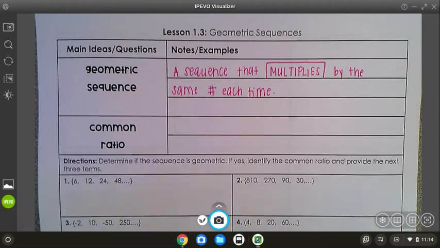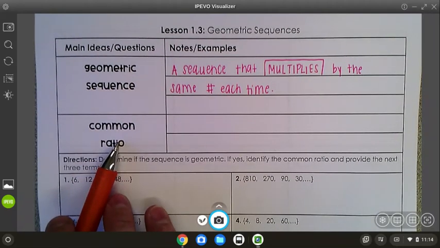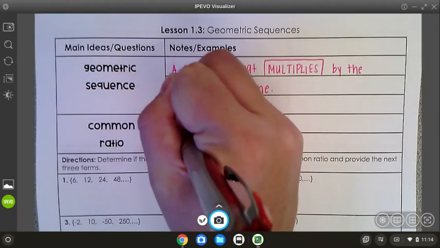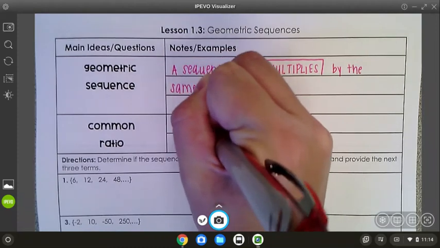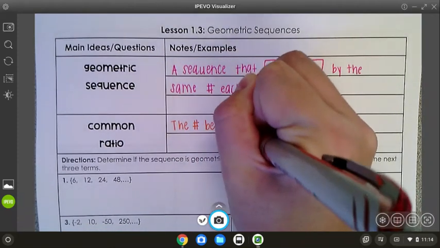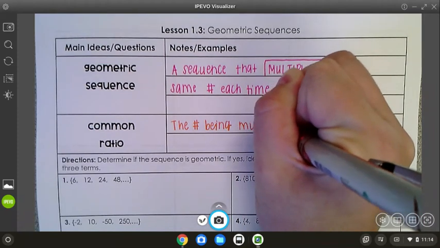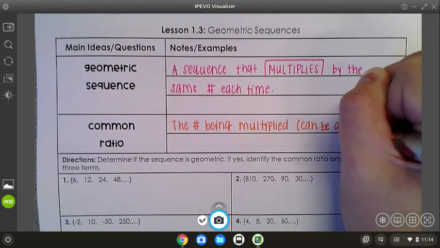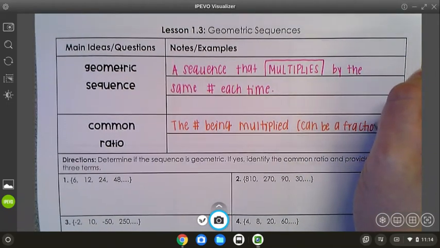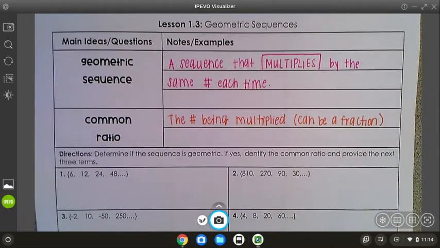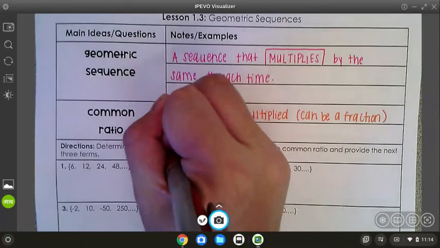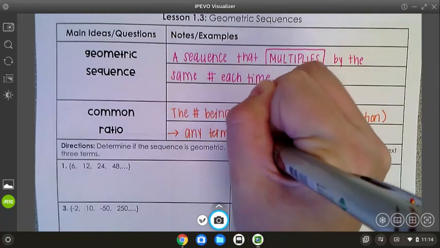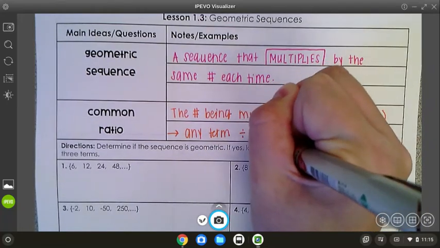And in a geometric sequence, we have a common ratio, not a common difference. We have a common ratio, and it's the number being multiplied. And it can be a fraction. It can also be negative. And if we're going to find this, we're going to take any term divided by the previous term.